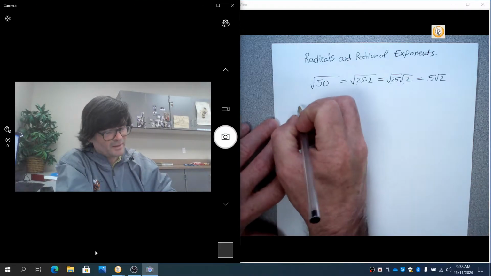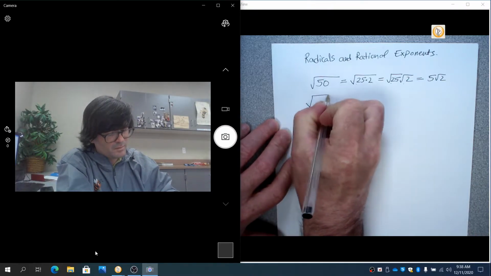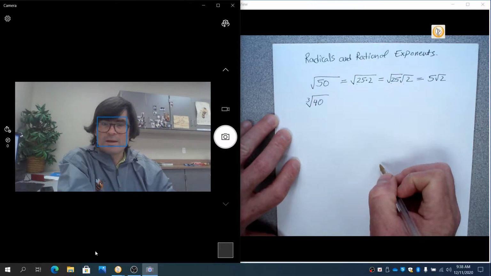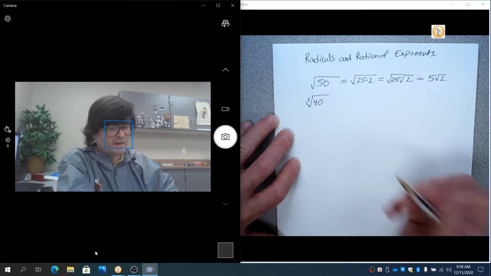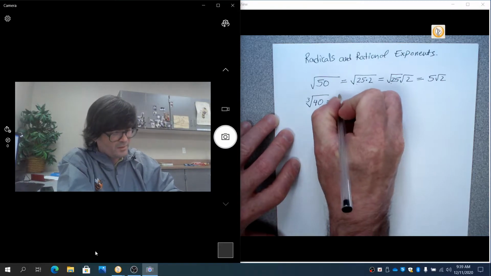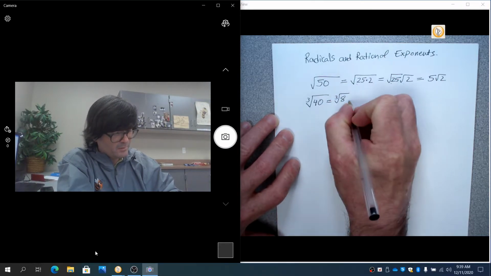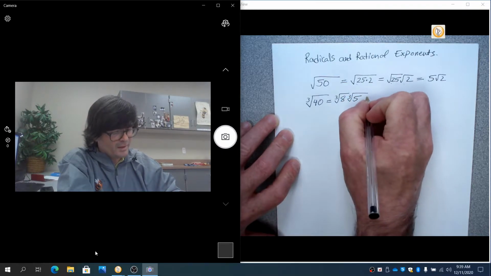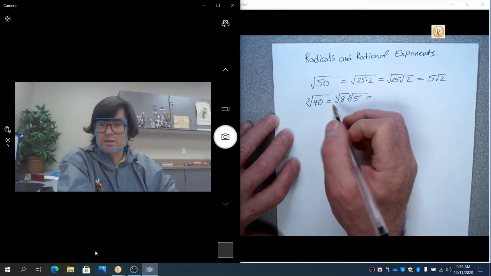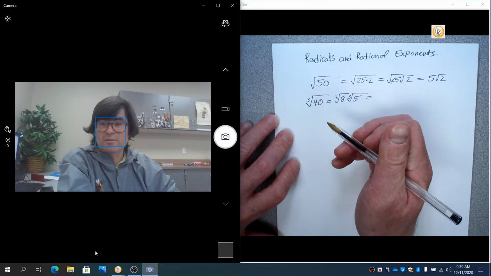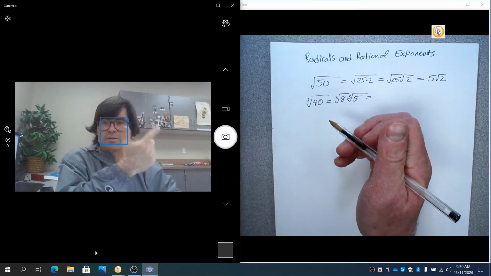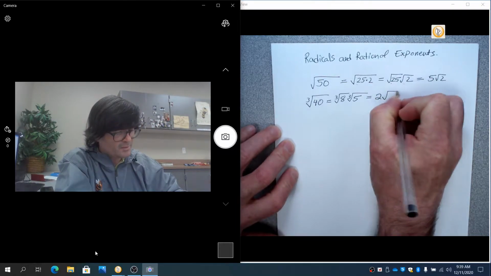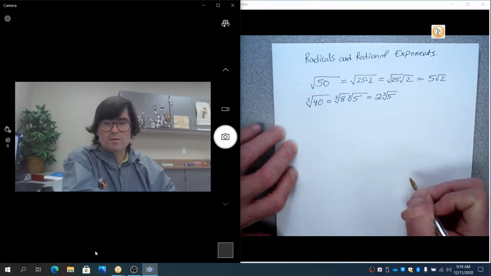If you had something like the cube root of 40, 40 is the same as 8 times 5. So this would be the cube root of 8 times the cube root of 5. And the cube root of 8 is a question of what number multiplies with itself 3 times to make 8. 2 times 2 times 2 does make 8. So the cube root of 8 is 2. This is 2 times the cube root of 5.